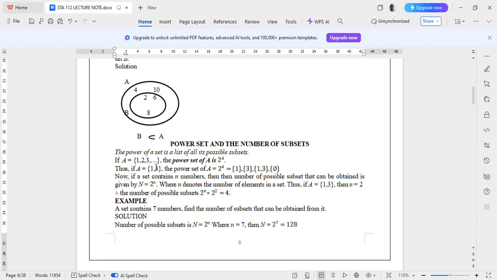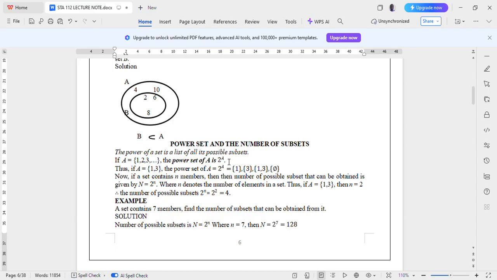Now, if A is 1, 2, 3 to infinity, the power set of A is 2 raised to the power of what? 2 raised to the power n, where n is the number of elements in A. Thus, if A is {1, 3}, the power set of A is 2 raised to the power 2, which is 4.